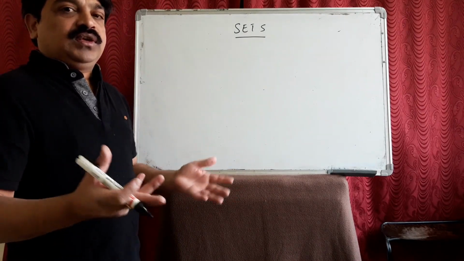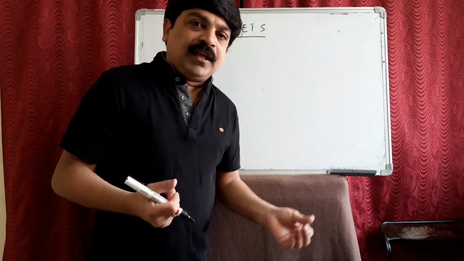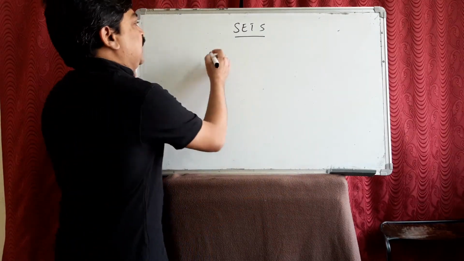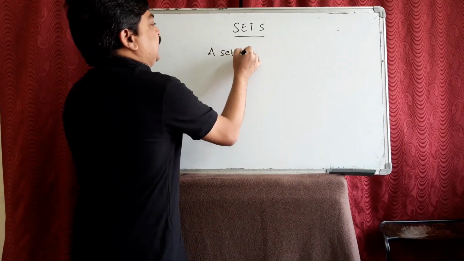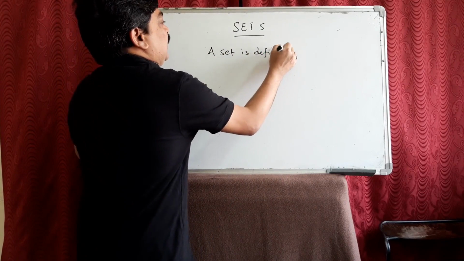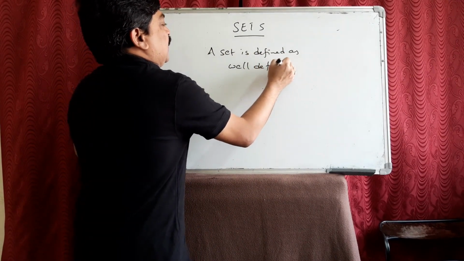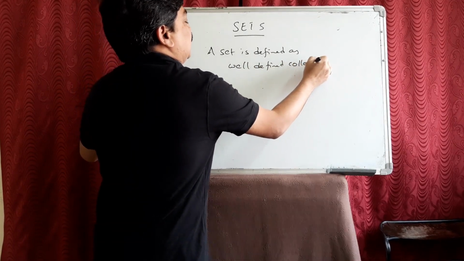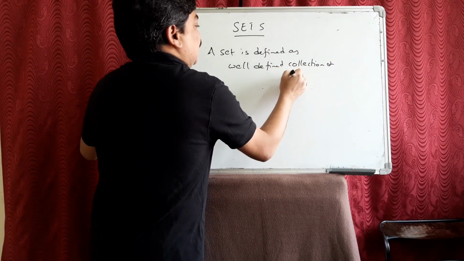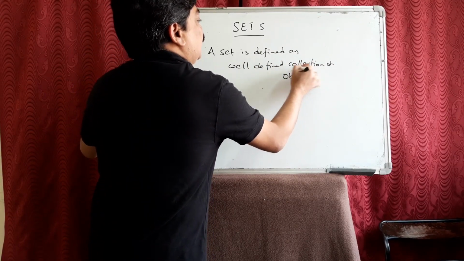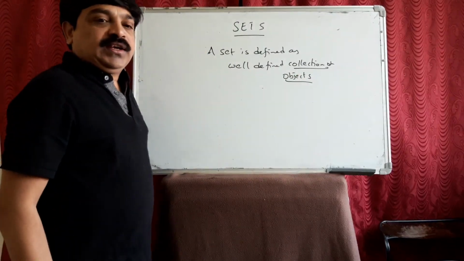Set, you know the regular meaning of the set, but in mathematics, how is a set defined? A set is defined as a well-defined collection of objects. Okay, collection of objects is a set, fine, we can take that.